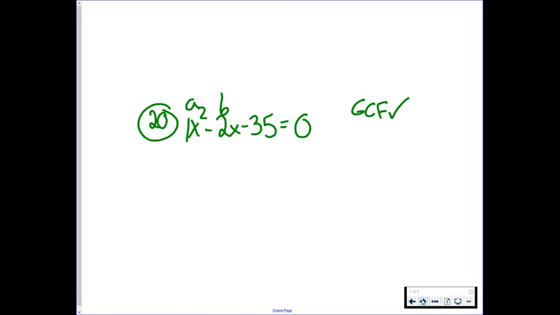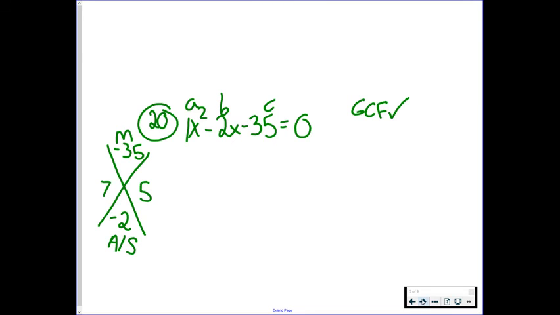There are 3 terms here, so we're going to need to factor. A times C is negative 35, B is negative 2. 2 numbers that multiply to make negative 35 and add or subtract to make negative 2. That's what we want to think about. 2 numbers that multiply to make 35 are 7 and 5. How that could make negative 2, though, is if we make this 7 a negative, and those multiply to make negative 35. So now let's rewrite this.